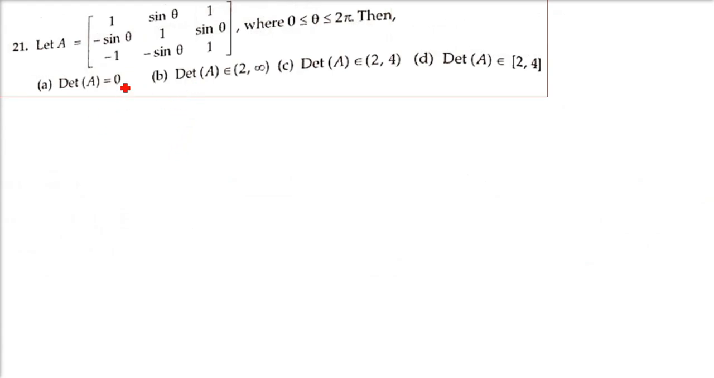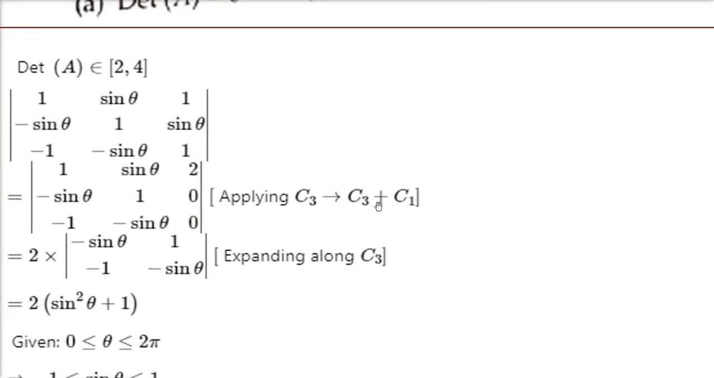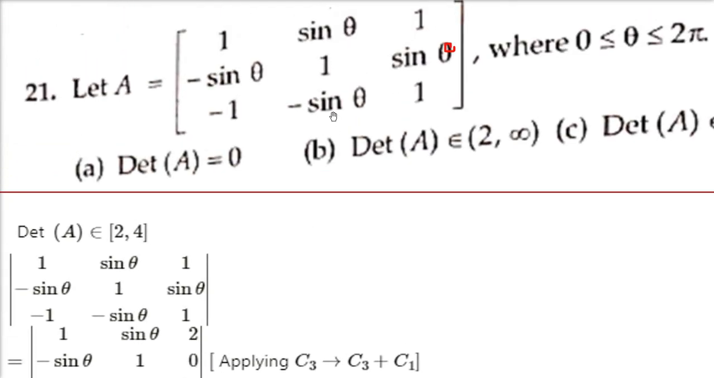Let A equal this matrix, where theta is between 0 and 2 pi. So we have determinant A equals 0, determinant A belongs to 2 to infinity, determinant A belongs to 2 to 4, and determinant A belongs to 2 and 4. Sometimes 2 and 4 are included, sometimes not included, which is the answer. Now, if you don't know how to proceed, the best way is to just open it, and the solution will follow.